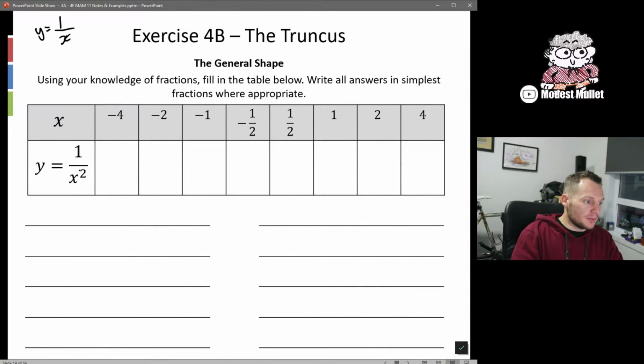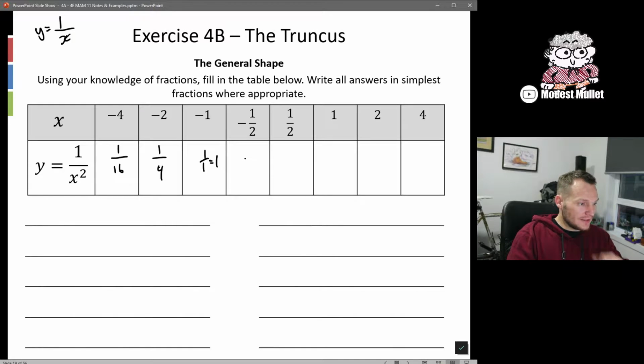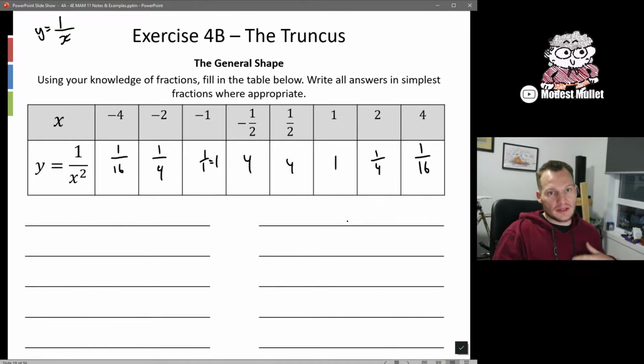So if I put -4 in, I get 1 on 16. If I put -2 in, I get 1 on 4. -1 in, I get 1 on 1, so just 1. If I put -½ in, I end up getting 4. And same if I put ½ in, I get 4. Put 1 in, I get 1. Put 2 in, I get 1/4, and I get 1 over 16.